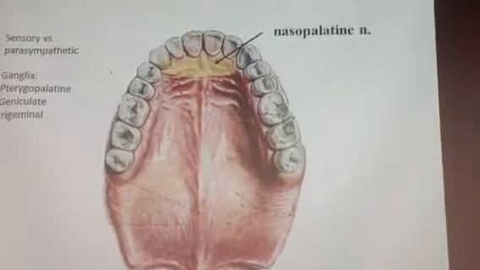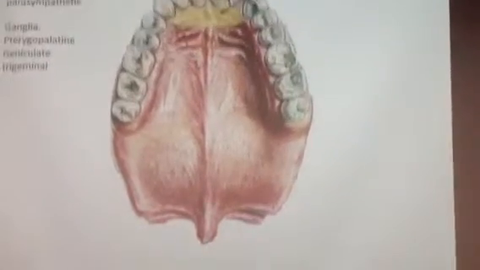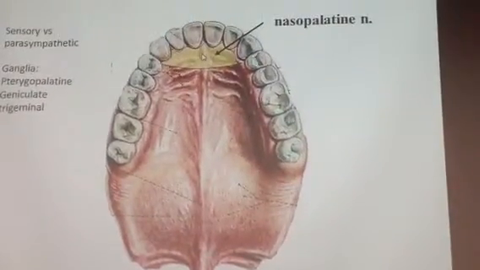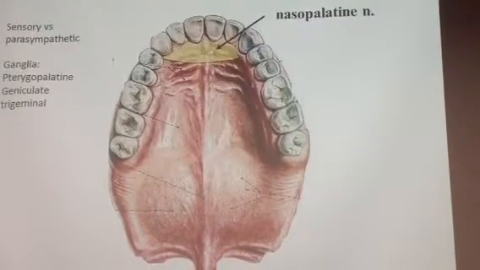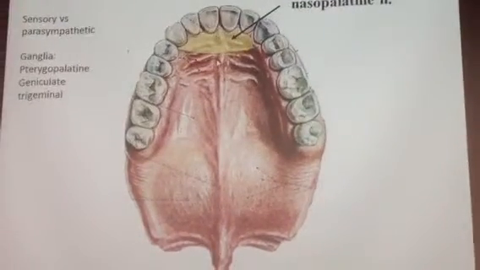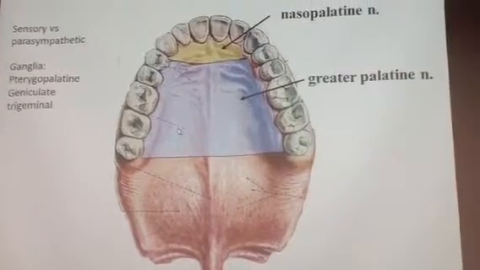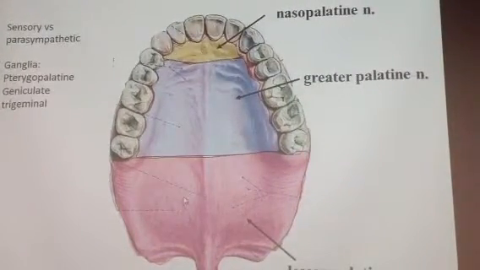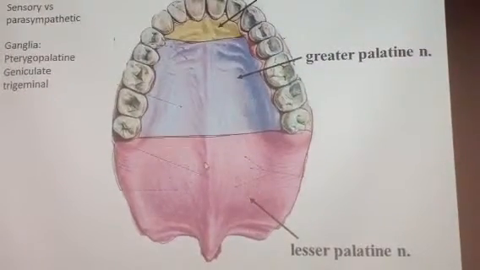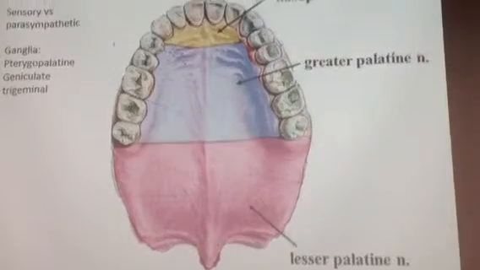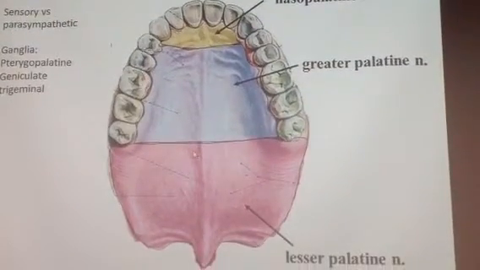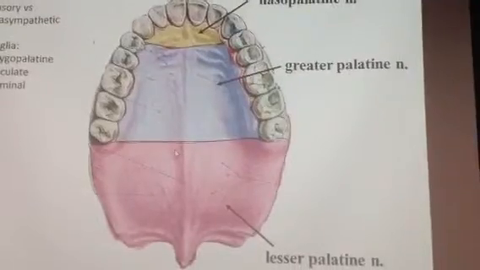So nasopalatine, here's where the incisive foramen would be, by this little incisive papilla. So it gets basically the incisors and canine. Greater palatine is going to get the rest of the hard palate. Soft palate is going to be by lesser palatine. Alright, so palate, V2, and it's 3 different branches, and know that distribution.